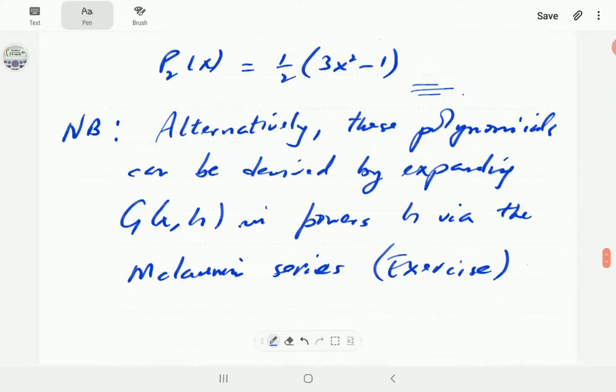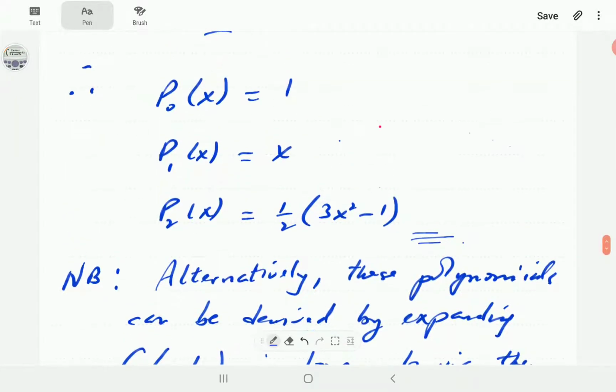Right, the last thing we're going to make note of before we look at the graphs of these functions, which we should already have a picture of actually, because this is just y equals 1. This is x, which is a straight line, and this is a parabola. The next one is going to be a cubic.